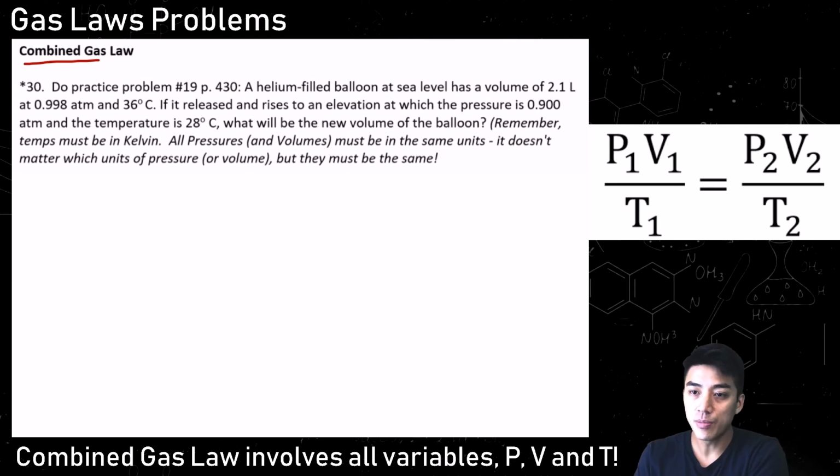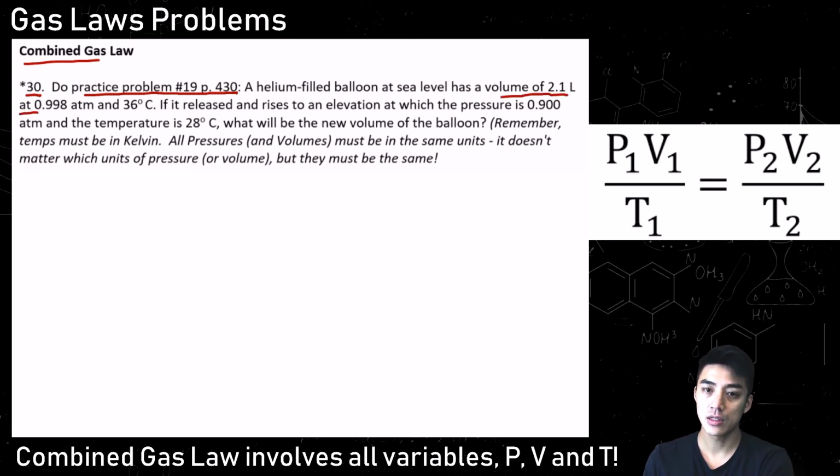We're going to do a combined gas law problem. We're going to read through it. And it says a helium-filled balloon at sea level has a volume of 2.1 liters, 0.998 atmospheres and 36 degrees Celsius. So right away, we're going to organize these variables before we continue reading.